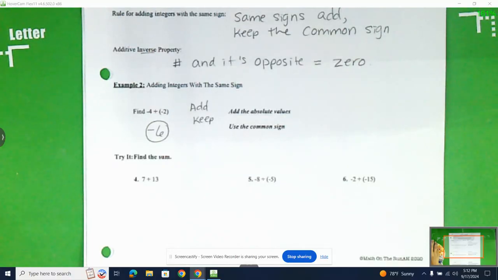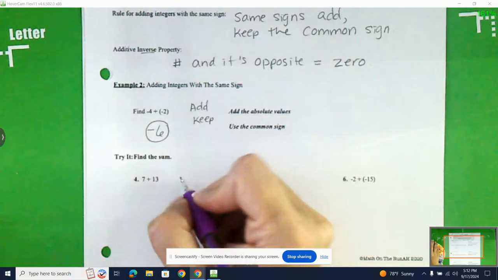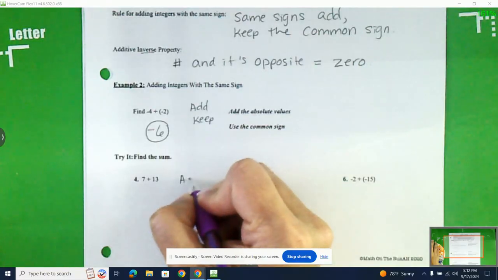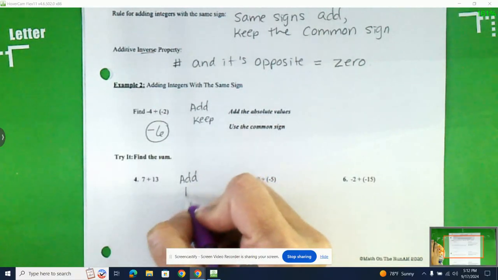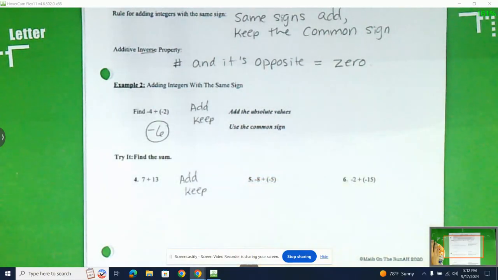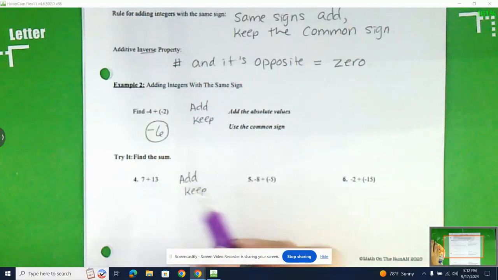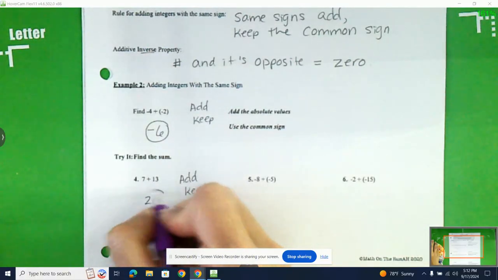Okay, welcome back. We have 2 positives here, so the same sign is going to add, and we're going to keep our sign, but we don't usually put a positive sign there. If it's 7 plus 13, that's just 20.